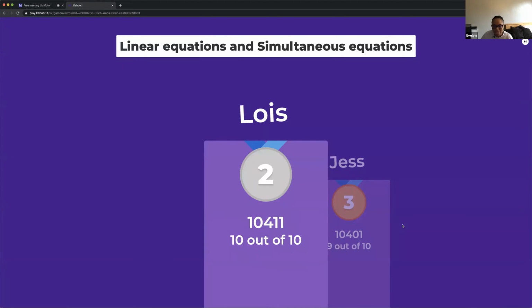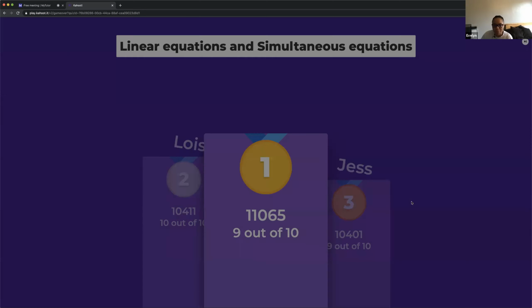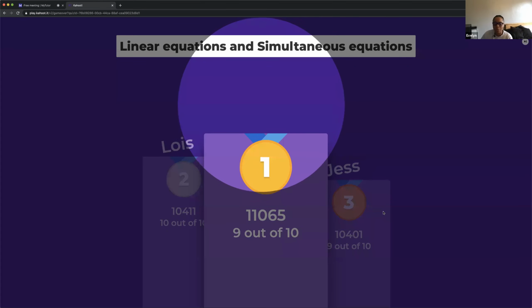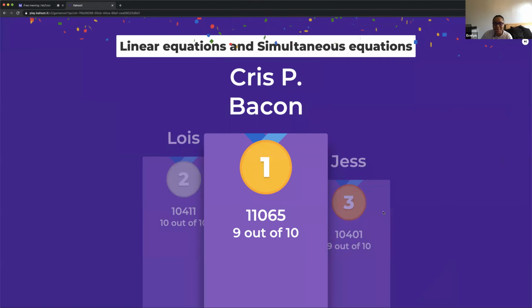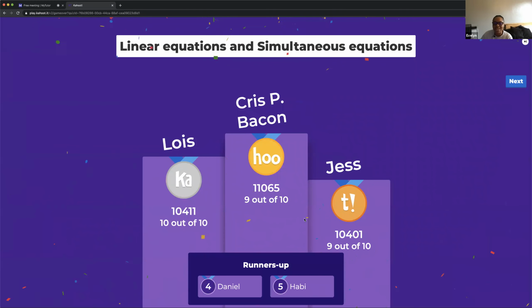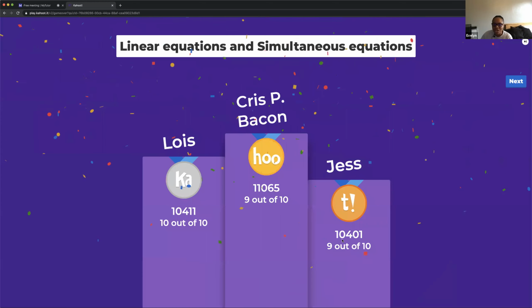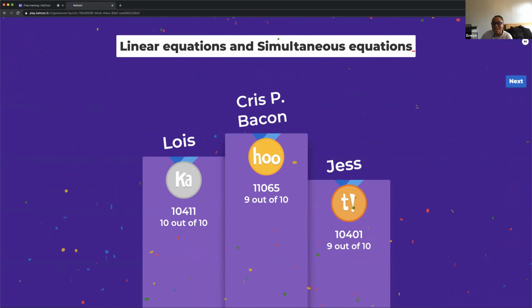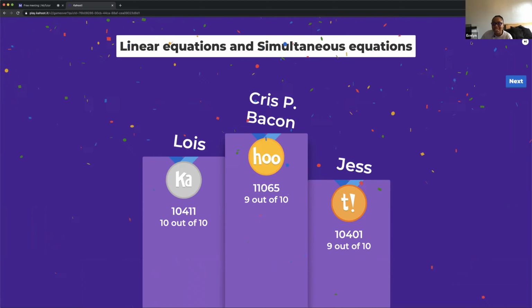But well done third place to Jess. Well done Lewis for coming second place. And well done Crispy Bacon for coming in first, and runners up Danielle and Habby. So well done everyone for participating today.